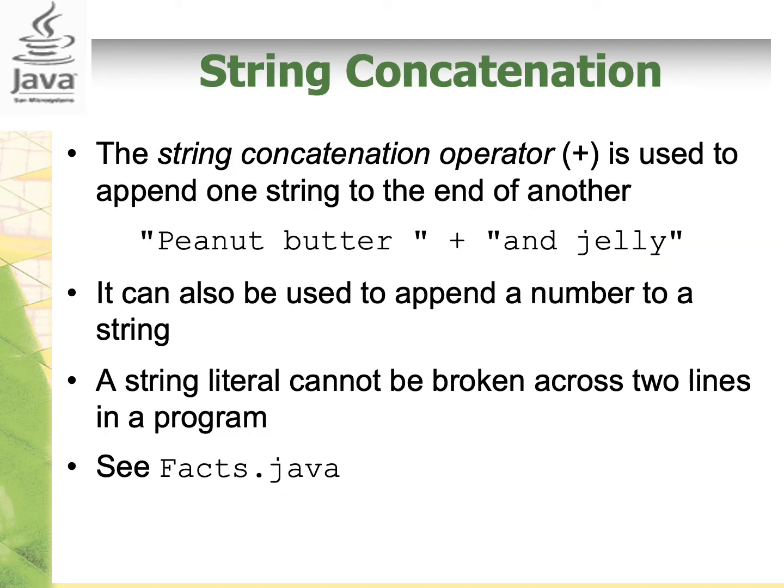String concatenation. The string concatenation operator plus is used to append one string to the end of another. For example, "peanut butter" plus "and jelly". It can also be used to append a number to a string. A string literal cannot be broken across two lines in a program. What it meant by that is you cannot write on the first line System.out.println("peanut butter and then on the second line and jelly"). It will give you an error. However, you can write on the first line System.out.println("peanut butter" and then on the second line plus "and jelly").